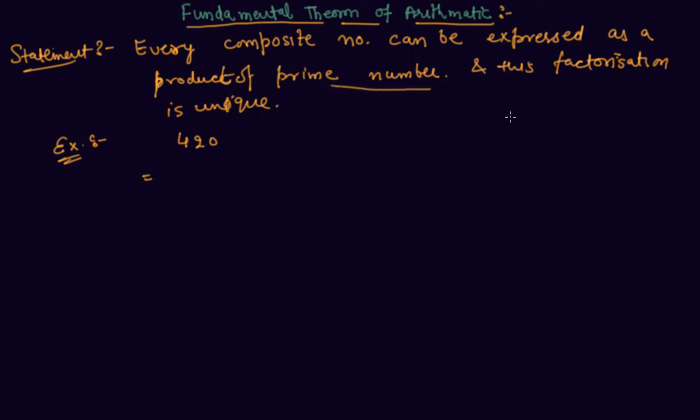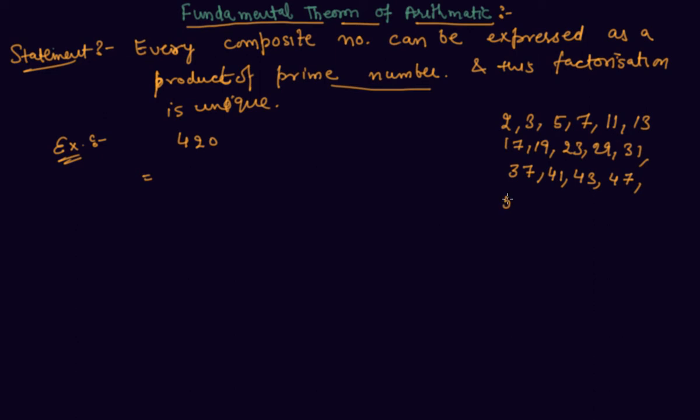Prime numbers are like 2, 3, 5, 7, 11, 13, 17, 19, 23, 29, 31, 37, 41, 43, 47, up to 100 or so. I have to express this number as a product of the prime numbers.